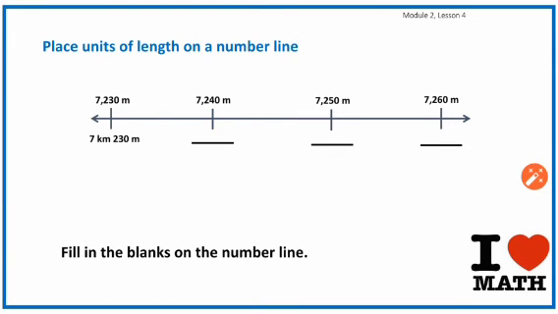Now let's take a look at this. Place units of length on a number line. Fill in the blanks on the number line. So we are going to fill in the blanks on a number line. So you are going to make sure you convert before filling. 7,230 meter is the same as 7 kilometer 230 meter. Now let's go to the second one.